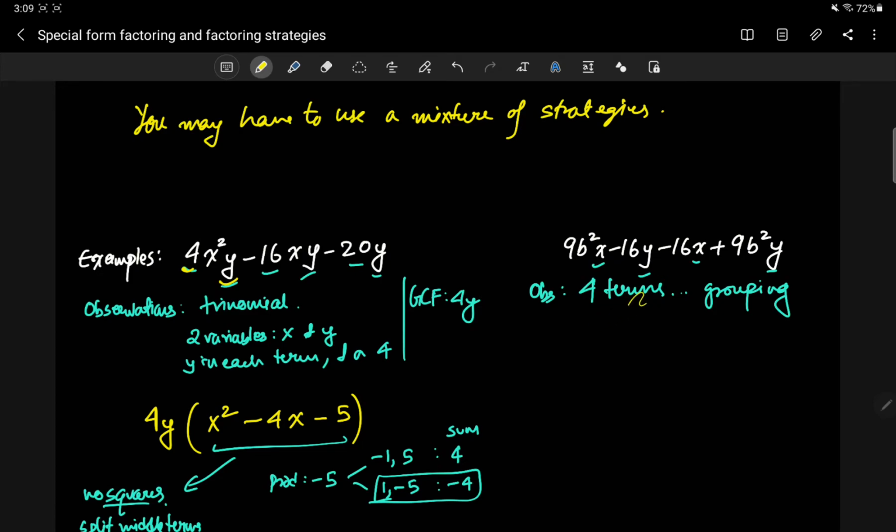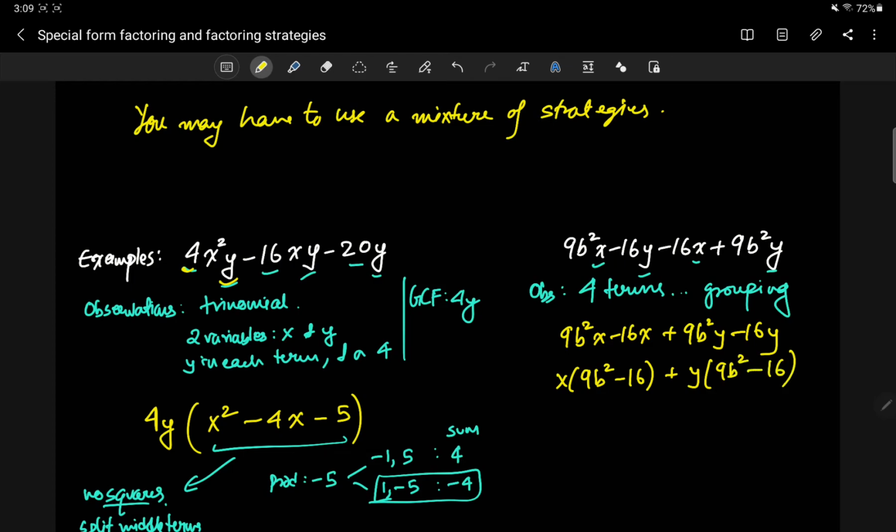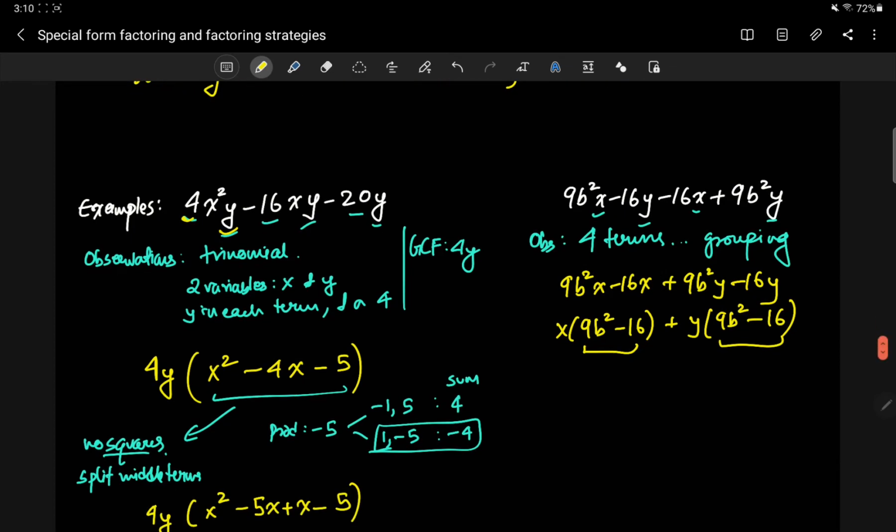So let's take the x terms together and try and group the x term once, and take the y terms together. So I moved it around because here I can factor out an x, and here I can factor out a y, and that's good news because the grouping is working, because this means I can now factor out a 9b squared minus 16 and an x plus y.